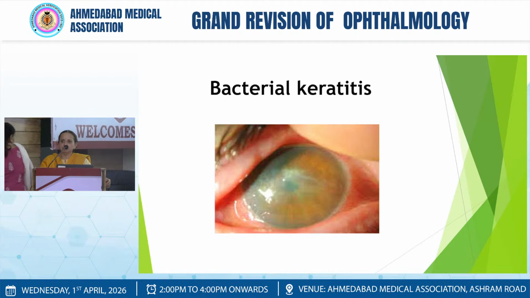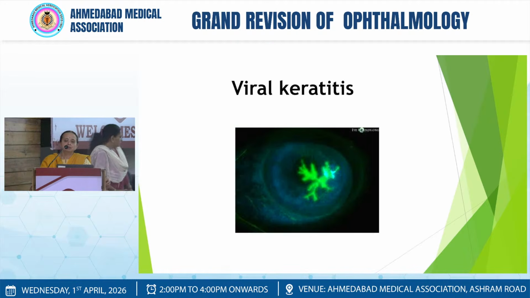Similarly, you can have bacterial keratitis, or the typical dendritic ulcer of viral keratitis. Herpes simplex and herpes zoster are the two common viruses which can affect the cornea. It may be associated with skin lesions also.